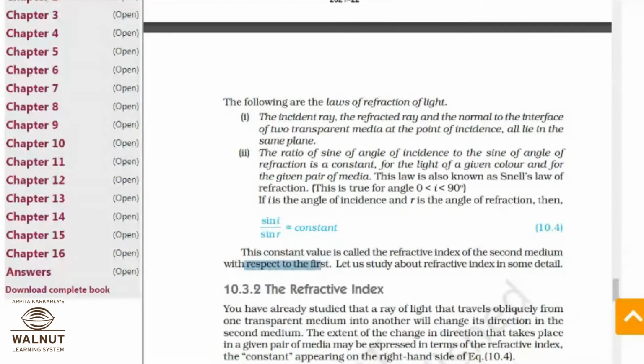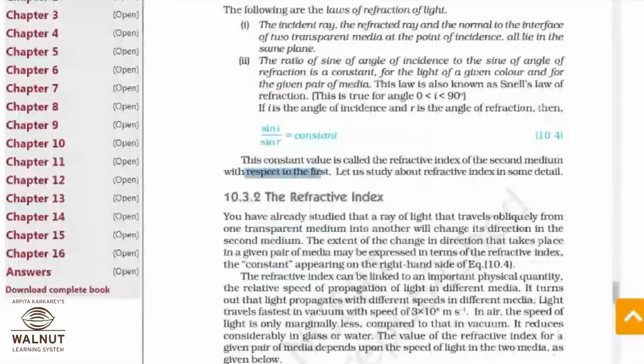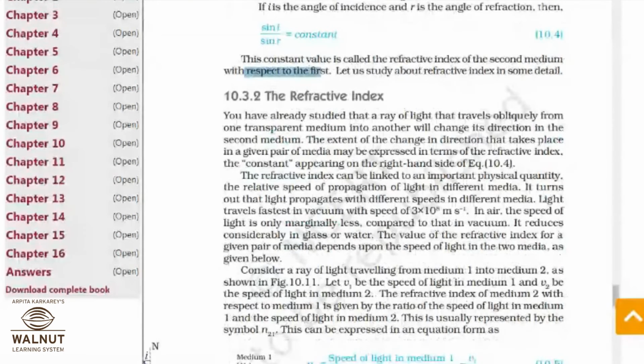Now we will be reading section 10.3.2, the refractive index, from pages 174 and 175. Okay, let us read that. Everyone is with me? Please pay attention, everyone. Yes. So now let us read about the refractive index. What is this refractive index?